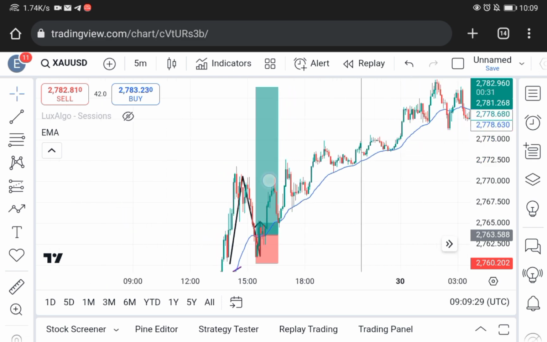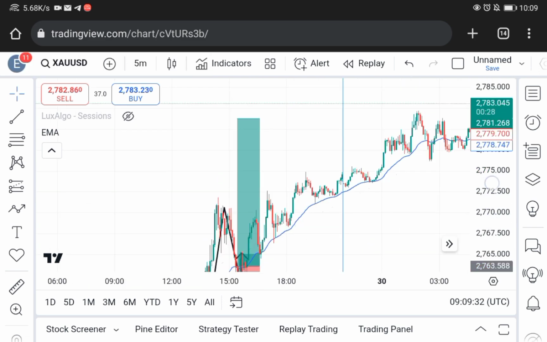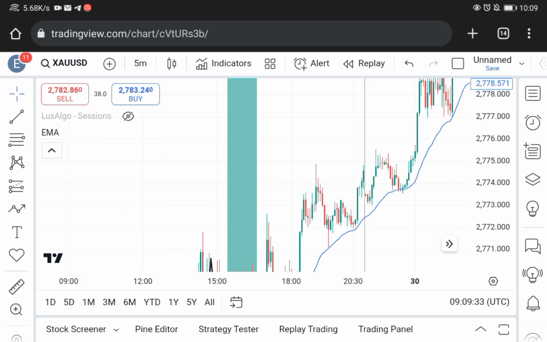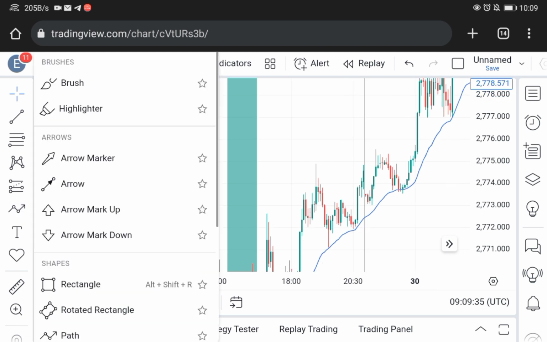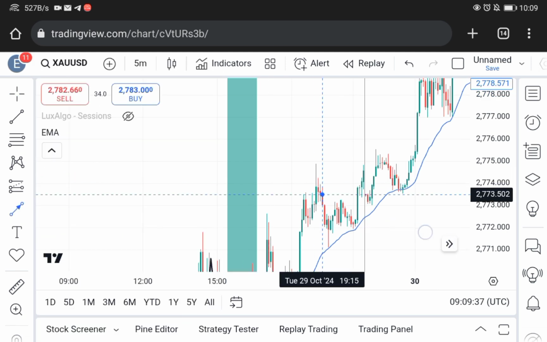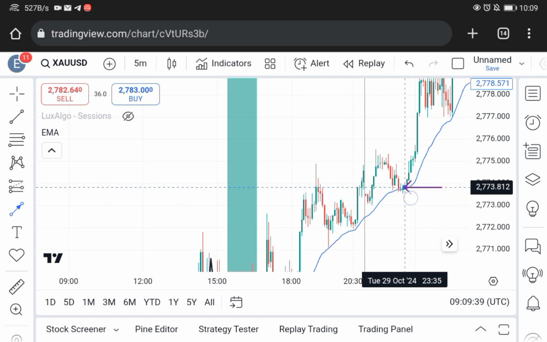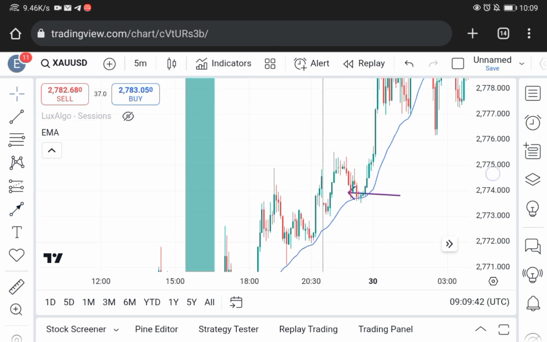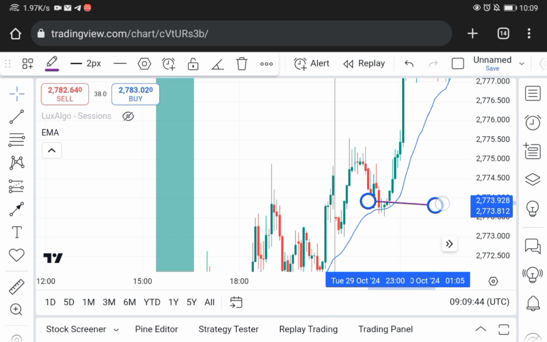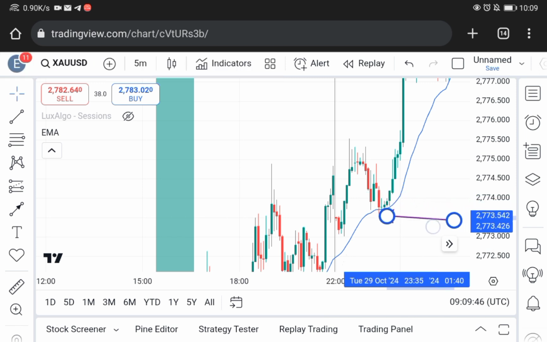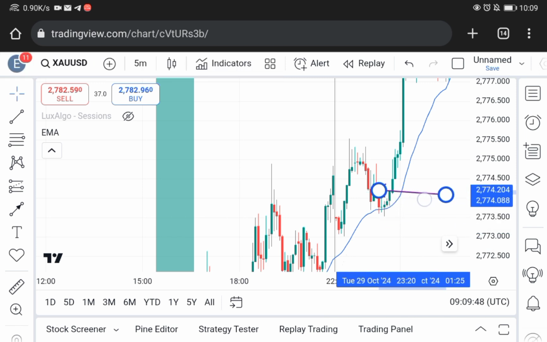That is your 1 to 5. So the same thing happens here. You can see the same thing happens here. The market comes again in contact with the 30 EMA, and it gives you an engulfing pattern.